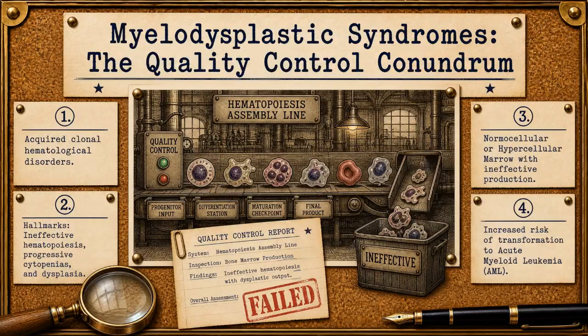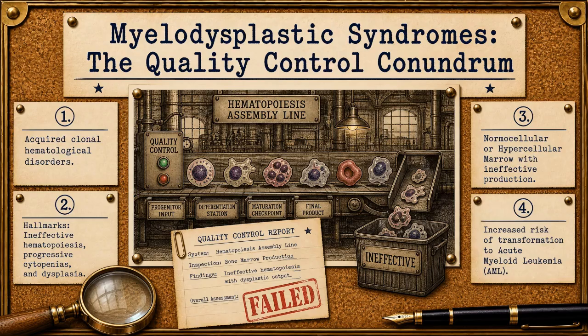Alright, histotechs, we've just navigated the world of myeloproliferative neoplasms, where the problem was generally too much production. Now, let's shift gears and dive into the equally complex, and often more perplexing, realm of myelodysplastic syndromes, or MDS. If MPNs were about the bone marrow factory going into overdrive, MDS is about the factory having a serious quality control problem. At its core, MDS represents a group of acquired clonal hematological disorders.